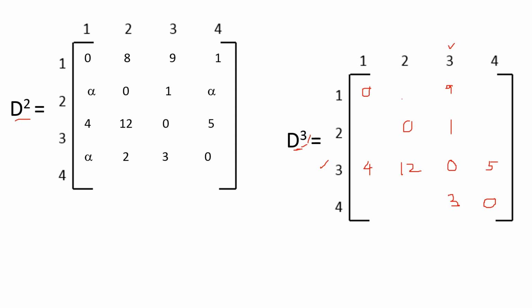Here 1 to 2. We are going through 3. So 1 to 2 is 1 to 3 plus 3 to 2. So 1 to 2 is 8, and 1 to 3 is 9 plus 3 to 2 is 12. So the lesser one is 8. So make the entry 8 here.